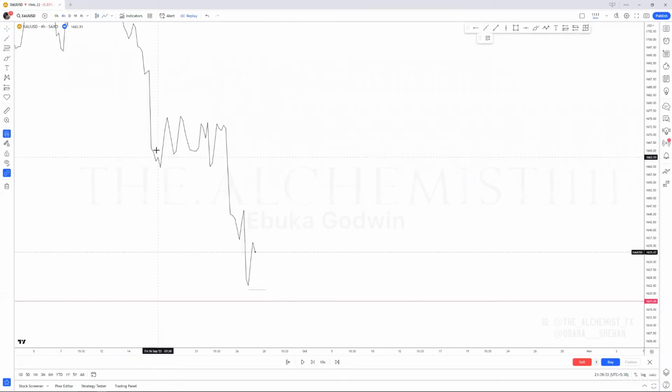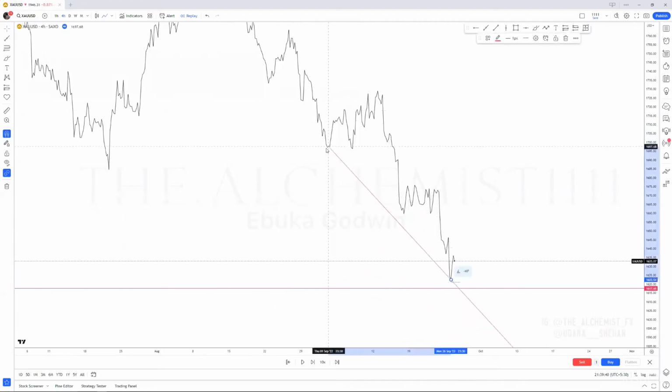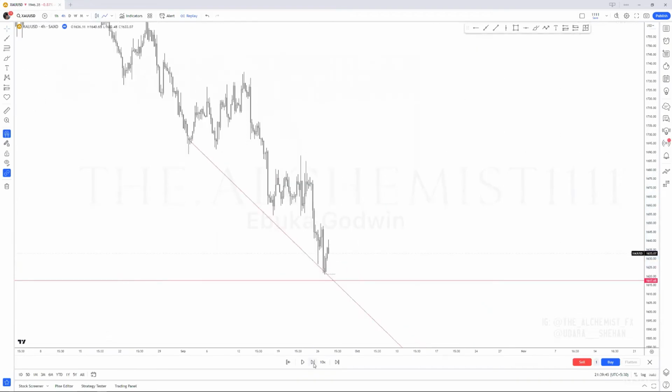I think I used this, if I remember properly. No, not this one, I think. I think something up here. I don't know. When the price was reaching that, that is when I used it.